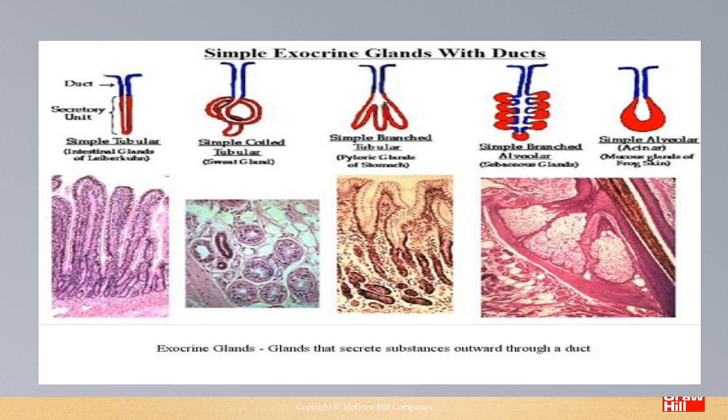According to the shape of the secretory part and the branching of the ducts, the exocrine glands are classified into simple tubular, simple coiled tubular, simple branched tubular, simple branched alveolar, and simple alveolar or acinar glands.